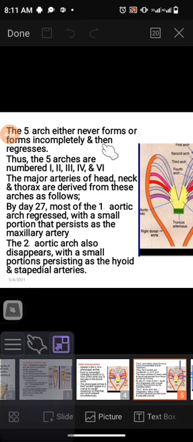aortic arches. These arteries supply the head, the neck, and the thorax. Note, they supply the head, neck, and the thorax, and they are 5 in number. And what are they called? They are the 1st, the 2nd, the 3rd, the 4th, and the 6th pharyngeal arches, or the aortic arches, because the 5th one fails to develop or has regressed completely.